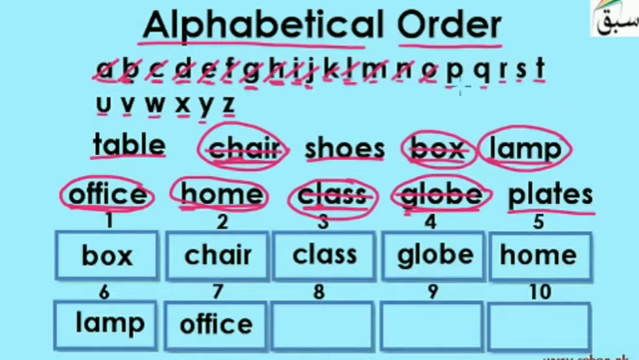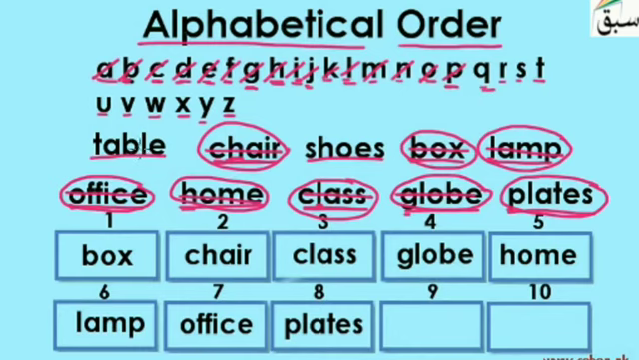Now the next letter is P. Let us read the words again. Table, shoes, plates. Now here plates begins with letter P. So we will circle this word plates. Now we will write this word in box number 8. Now up to P we have finished. Now cut the letter P and the next letter is Q.